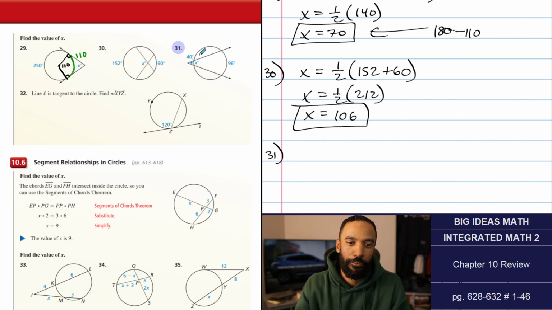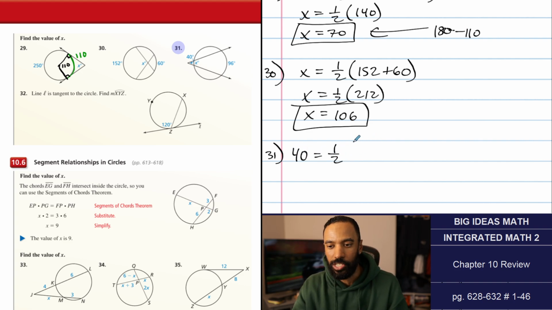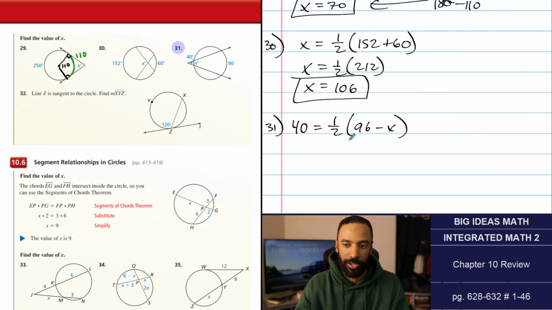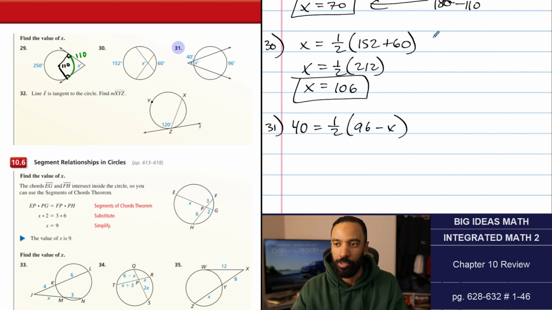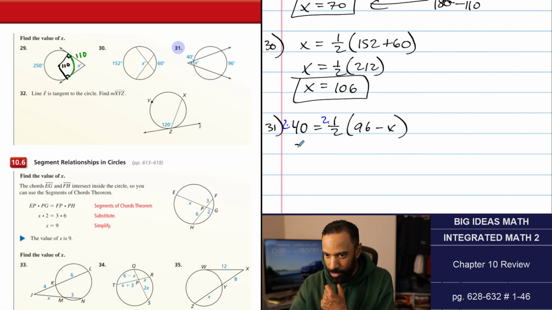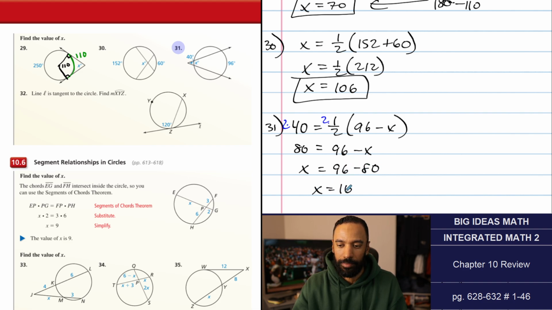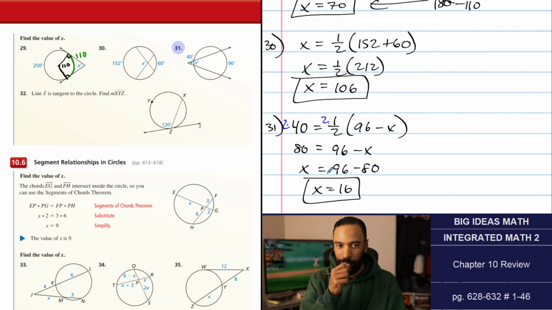On number 31, 40 is the degree measure of the angle, and that will be half of the 96 minus x, the difference of the bigger arc minus the smaller arc that are captured there. So if you multiply both sides by 2, then that 1/2 is gone, and 2 times 40 is 80. You're left with 96 minus x here. Add x to both sides, subtract 80 from both sides, and you get x equals 16. That's number 31.